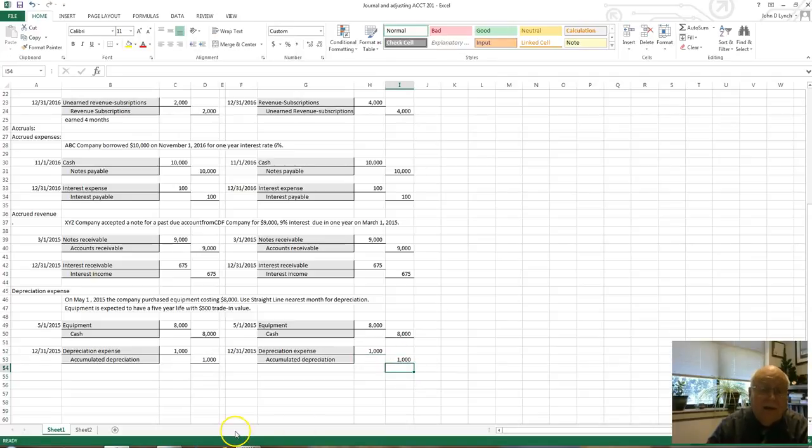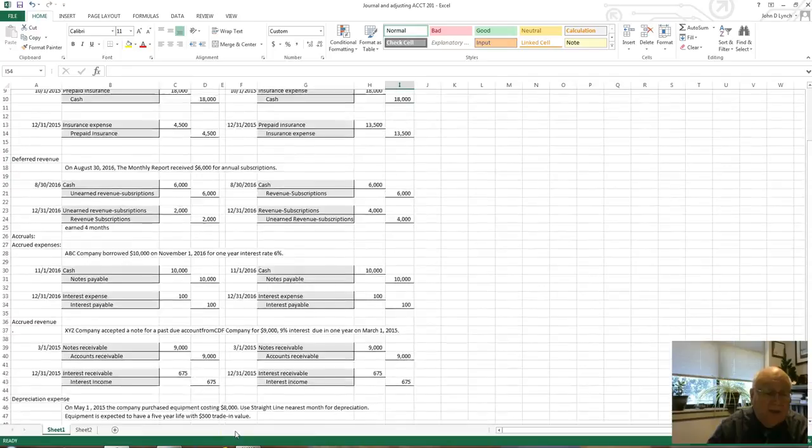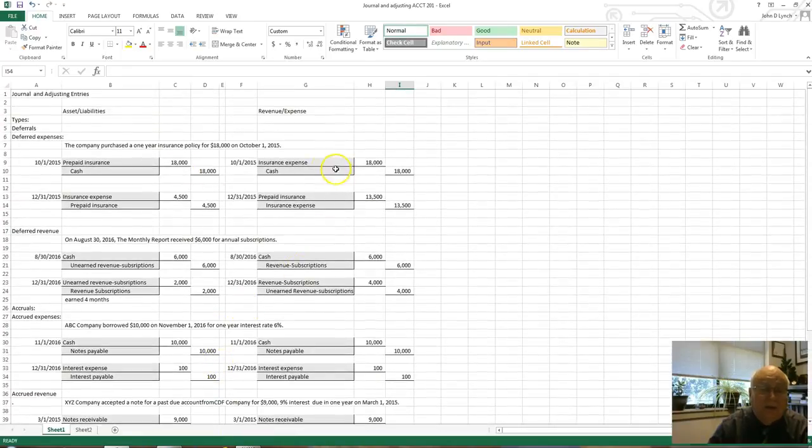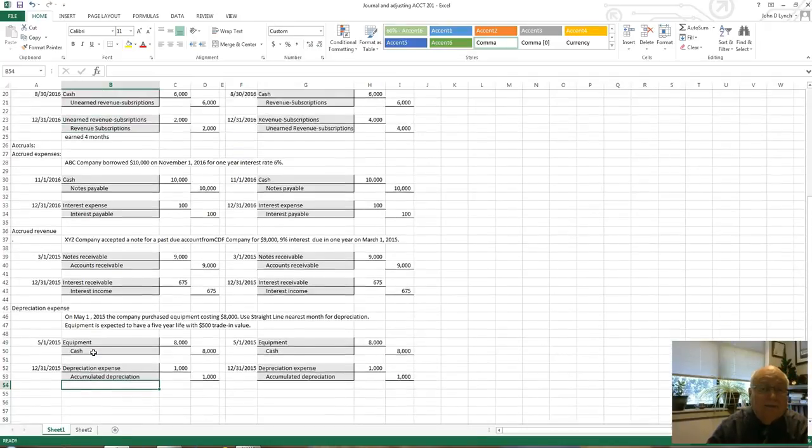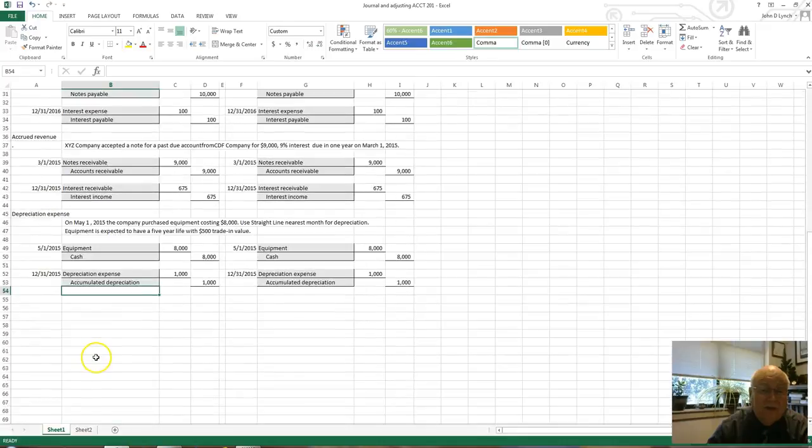Okay, so keep in mind the only difference between the two methods is these first two right here, the deferred expenses and deferred revenues. That's how you initially record them, the journal entries and adjusting entries for this one. So I'll do the next video for reversing entries.